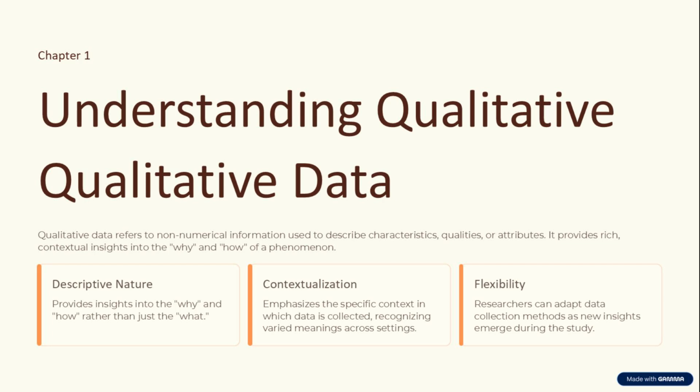Qualitative data refers to non-numerical information used to describe characteristics, qualities, or attributes. It provides rich, contextual insights into the why and how of a phenomenon. Its descriptive nature offers insights into the why and how rather than just the what. Contextualization emphasizes the specific context in which data is collected, recognizing varied meanings across settings. Flexibility allows researchers to adapt data collection methods as new insights emerge during the study.